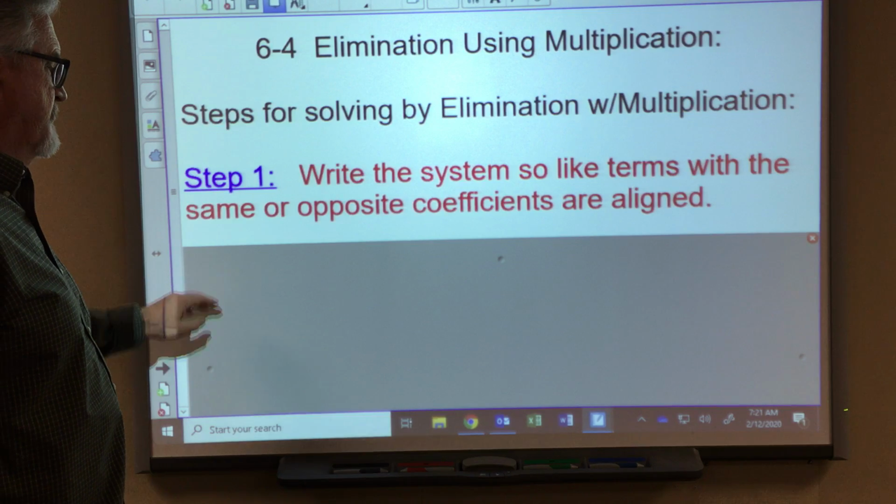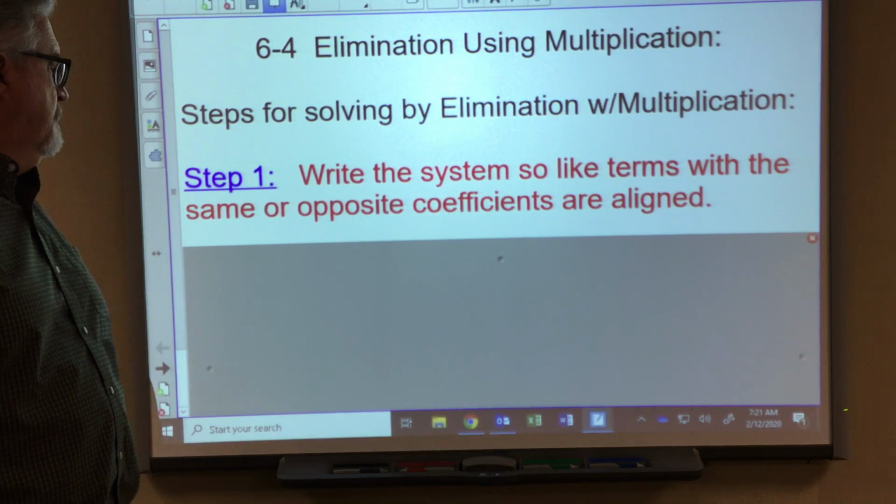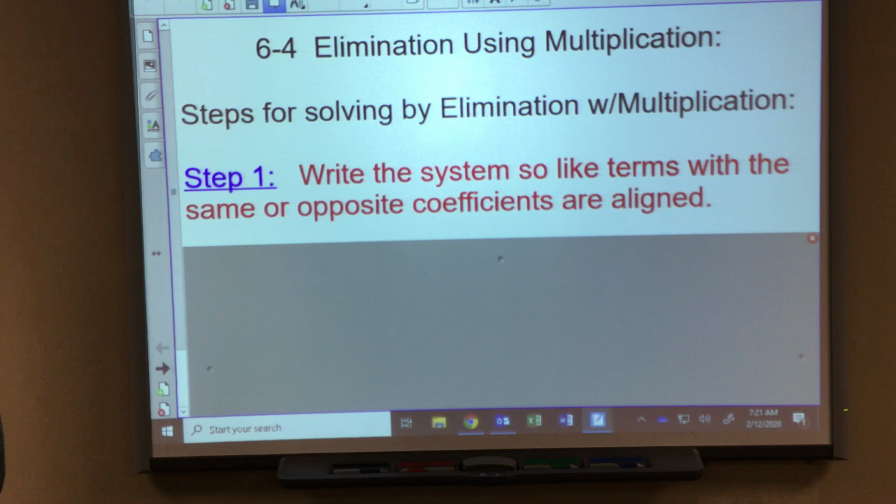And step number one is the same as the others, which is to write the system so that like terms with the same or opposite coefficients are aligned. Okay?